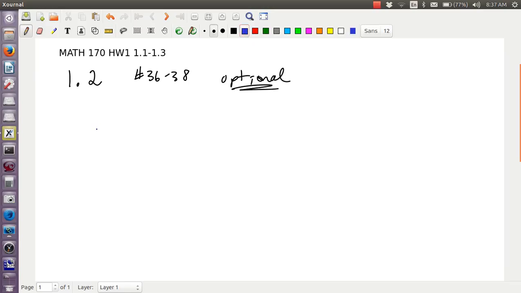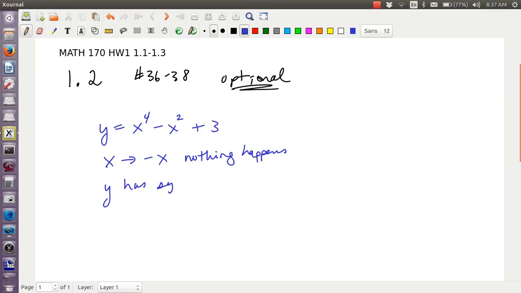So number 36 says y equals x to the 4th minus x squared plus 3. And so all that explanation you can do very quickly. You can just say, hey, I can see that if I replace x with negative x, nothing happens. I don't even have to do anything because I see it's all even exponents. So we know this function has symmetry about the y-axis. And you don't have to plot it, but if you want to, you can go to Wolfram Alpha. But that's the kind of thing that this kind of test is good for.